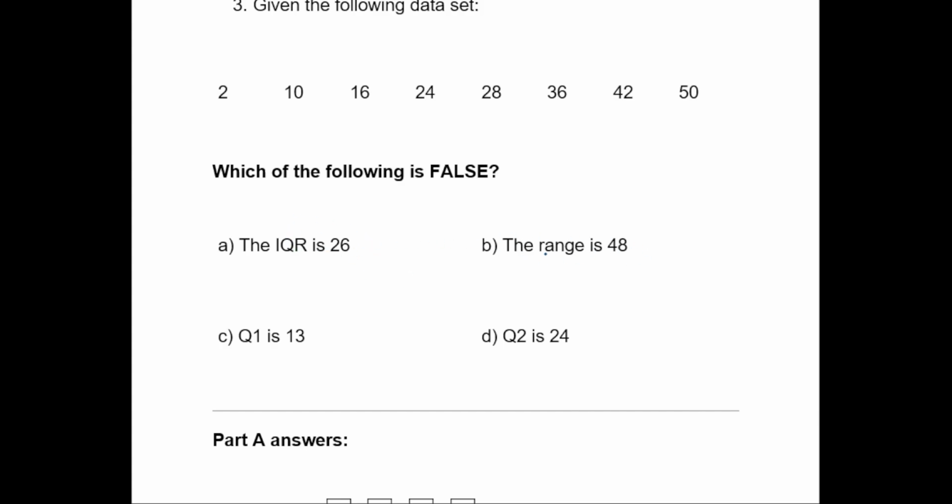B, the range is 48. We can check that right away. Super easy. We find my max, find my min. 50 minus 2 is 48. So that works. We can cross that one out, okay? That's true. It's not false.